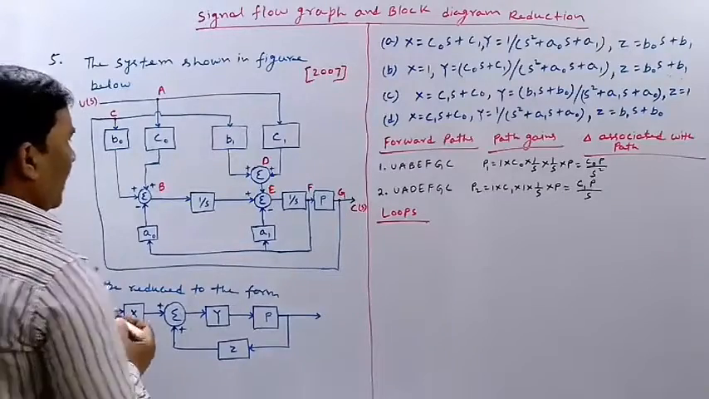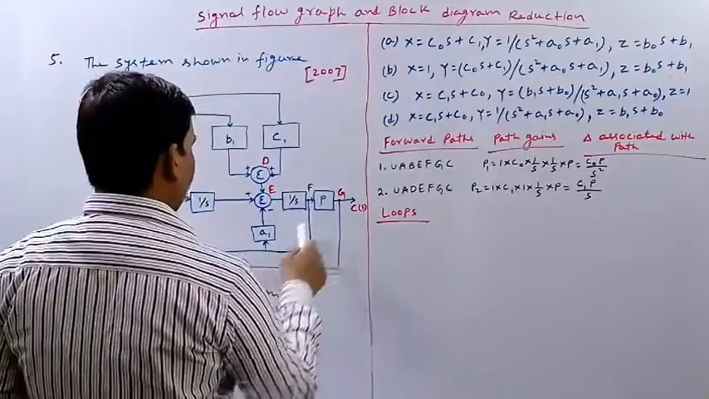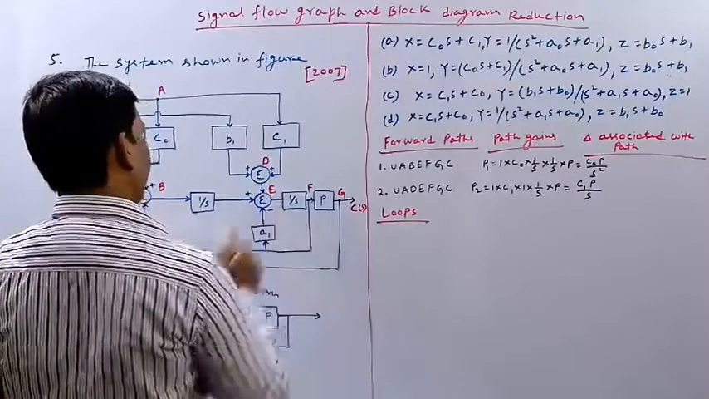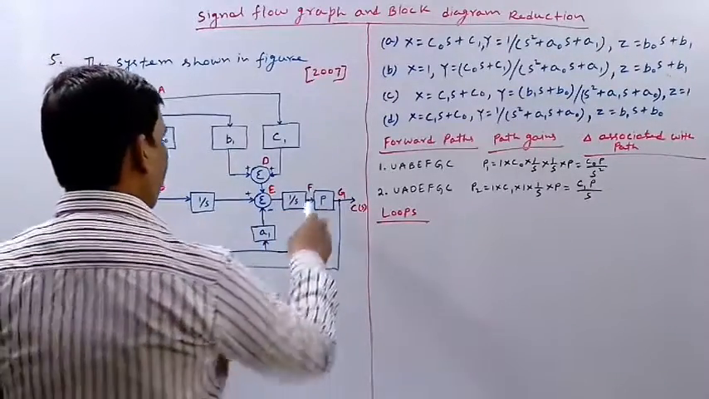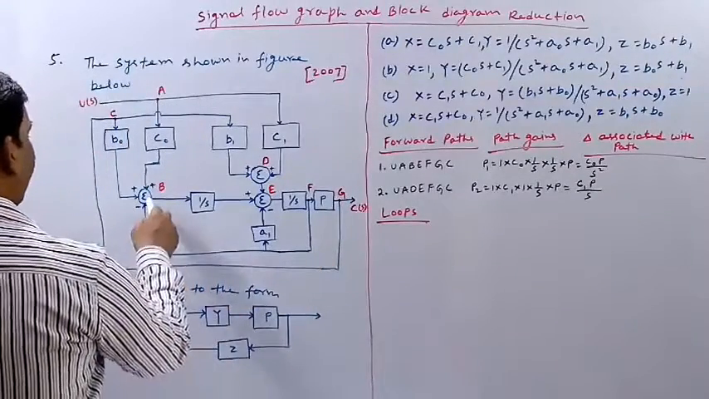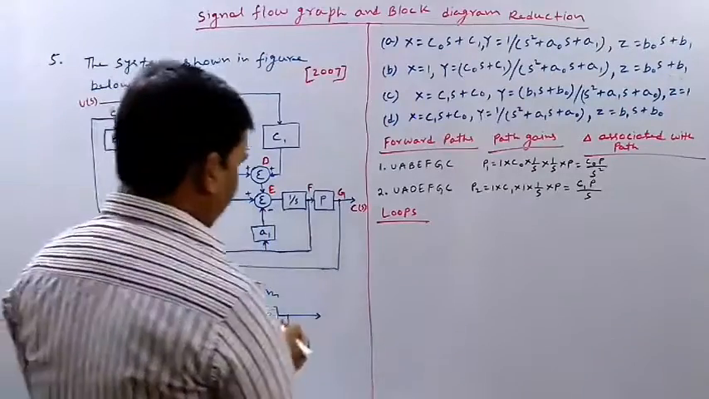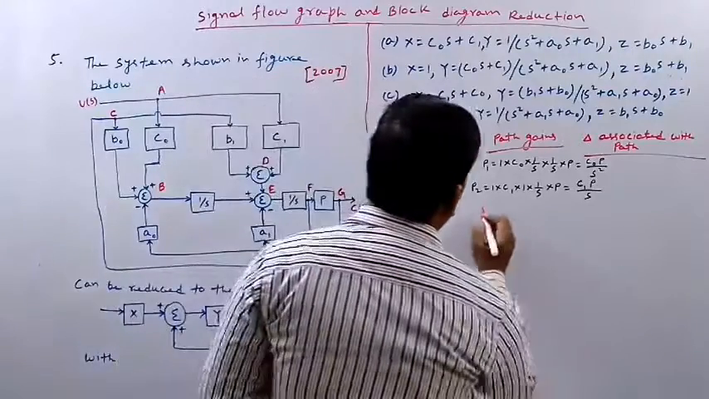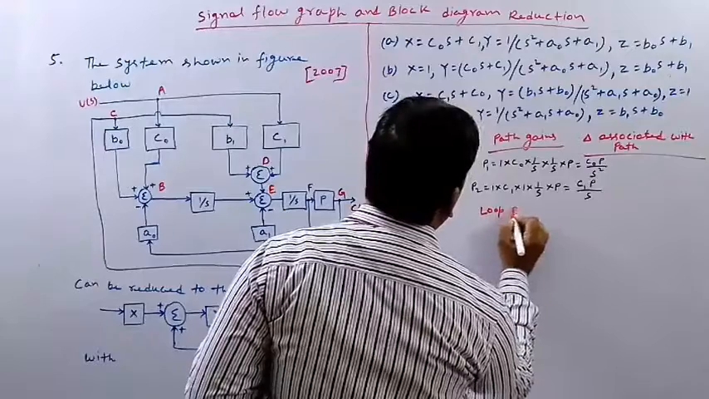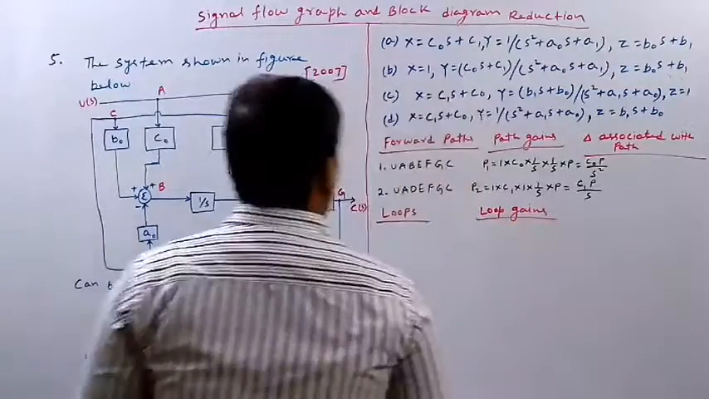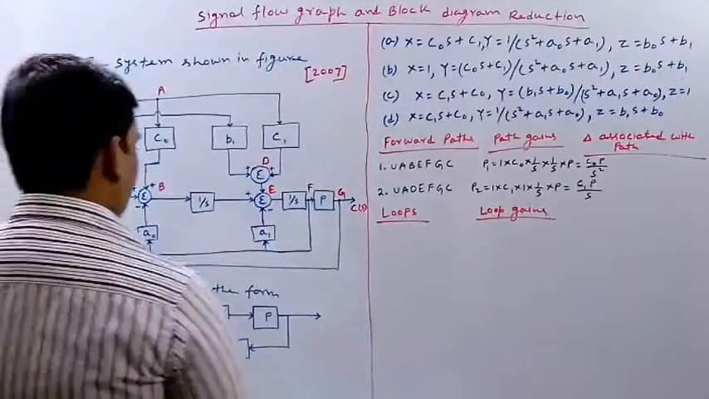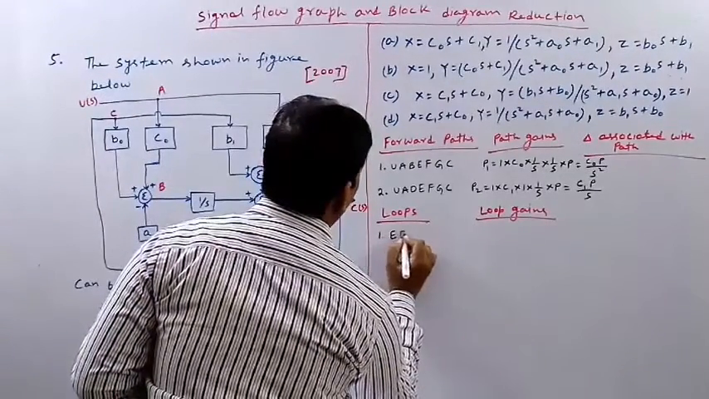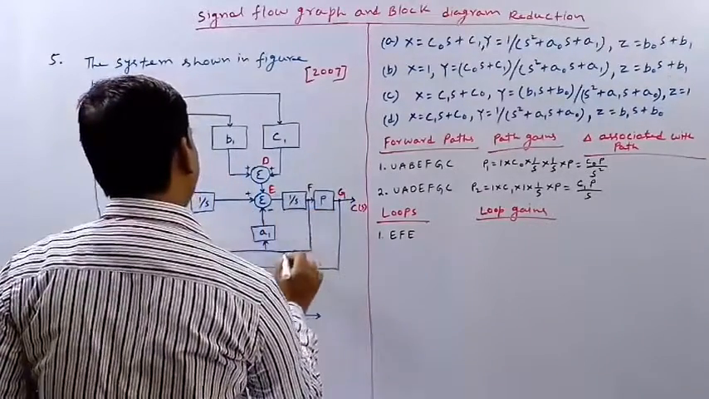So as we can see the first loop is E F, because F again E. This is the first loop. Second loop is F B E F. Let me write here loop and here loop gains. So the first loop is E F E. This is E F E.